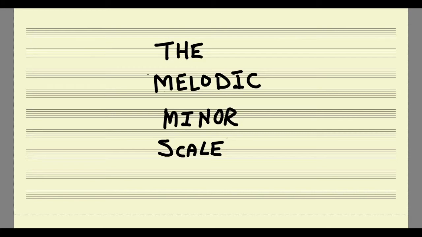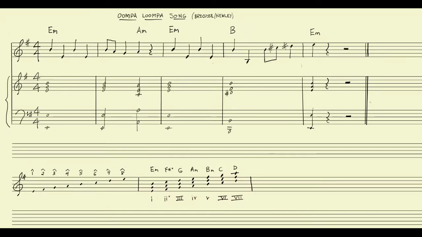I'd like to look at another one of the modifications that we will find is commonly made to the minor scale. And in order to do this, I have found the most ridiculous musical example I could, which is the Oompa Loompa song from the movie Charlie and the Chocolate Factory. You may have seen the movie as a kid, and this is not the one with Johnny Depp. This is the old one from the 1970s.